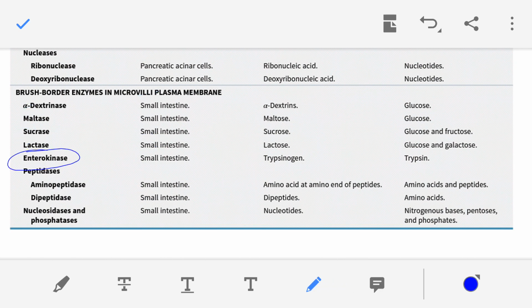Enterokinase. Now, trypsinogen is the inactive form. So due to this enterokinase enzyme, trypsinogen is converted into its active form, that is trypsin.